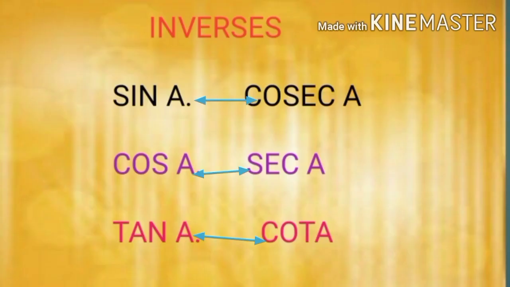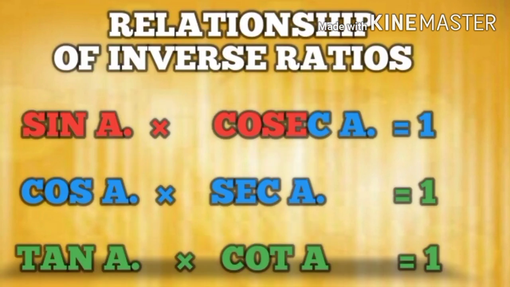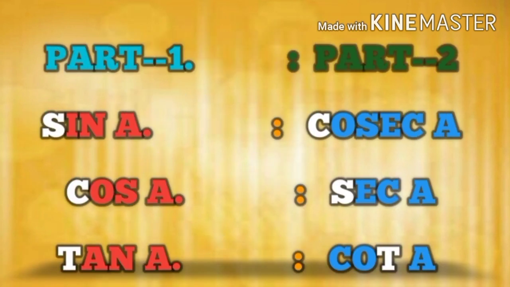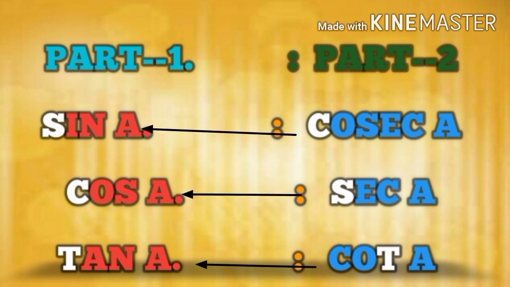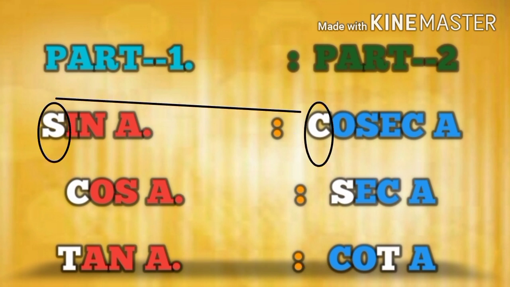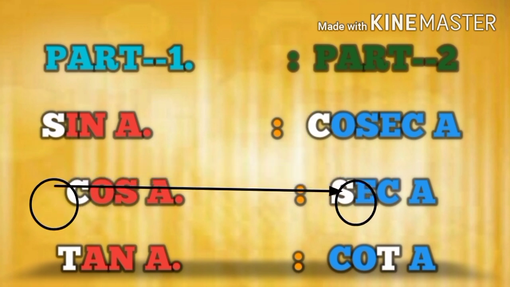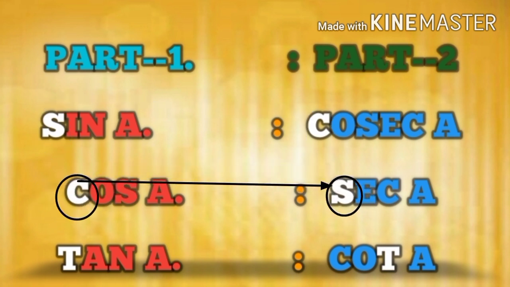So for remembering the inverse concept, part 1's inverse lies in part 2, and the inverses of part 2 lie in part 1. Finally, you have to recapitulate. The inverse of sin A is cosecant A, the inverse of cos A is secant A, and the inverse of tan A is cot A. I give a small technique to remember the inverse concept. If the ratio starts with S, the inverse ratio will start with C. If the ratio starts with C, the inverse ratio should start with S.